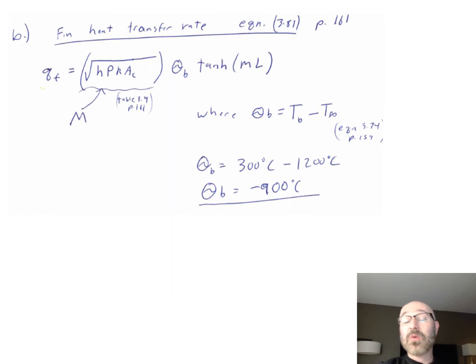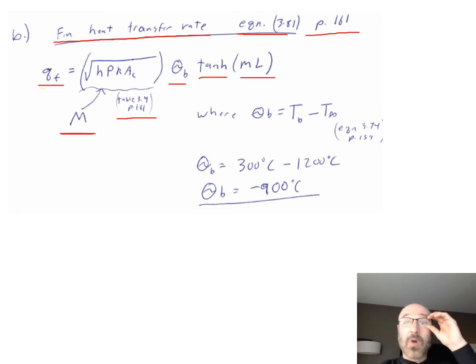So now we want to move on to part B, the second part of the solution to this problem. With this, we need to find our fin heat transfer rate, and we can utilize equation 3.81 on page 161 of our textbook as our governing equation for this. So our Q sub F, or our heat transfer rate of the fin, is equal to, this is our M, our capital M, we can go back to table 3.4 in our textbook as well to double check this, the square root of hPKAC times our theta B times the hyperbolic tangent of our ML right there.